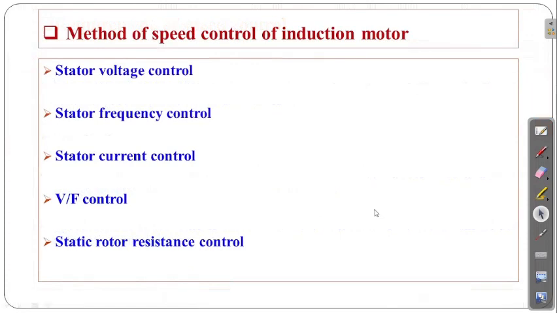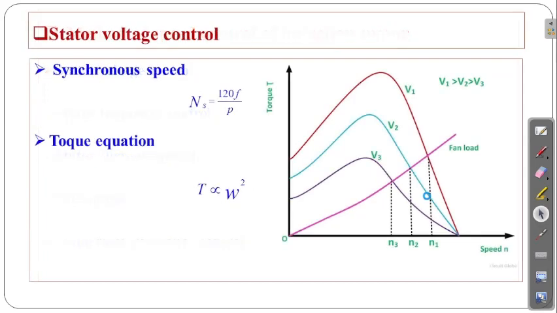Then the methods of speed control of induction motor. There are 5 main methods of speed control. First is stator voltage control, then stator frequency control, stator current control, V by F control, which means voltage by frequency control, and static rotor resistance control. These are the speed control methods of induction motor. First one is stator voltage control.